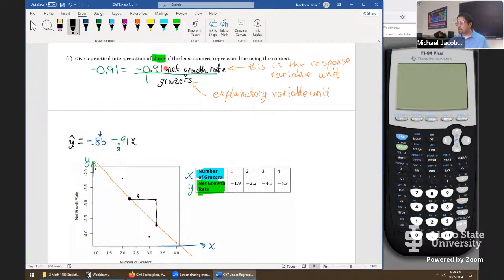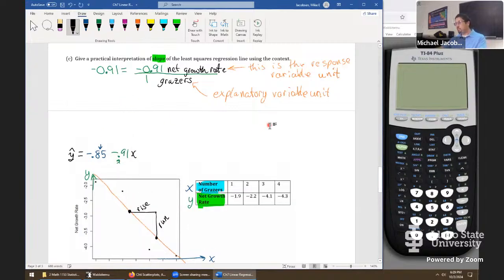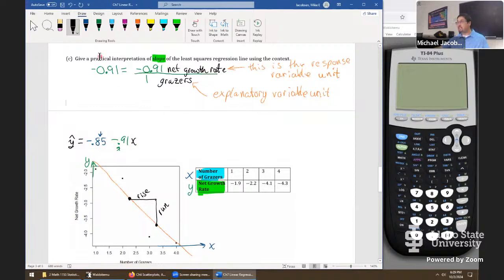And that's what the slope does. It is the rise or fall. We usually just say rise over run, knowing that rise can be an actual fall if it's negative, over the run. But rise, that's just the unit going this way. Again, that's the net growth rate. Run is just a unit going this way horizontally, and that's the unit for the number of grazers. So some people visualize it this way better. Other people just like the quick mnemonic here: the numerator is always the response variable unit. So that'd be the very first thing I'd want to do for a problem like this.